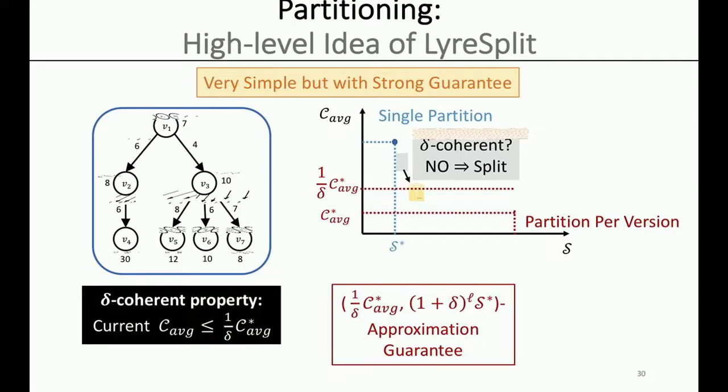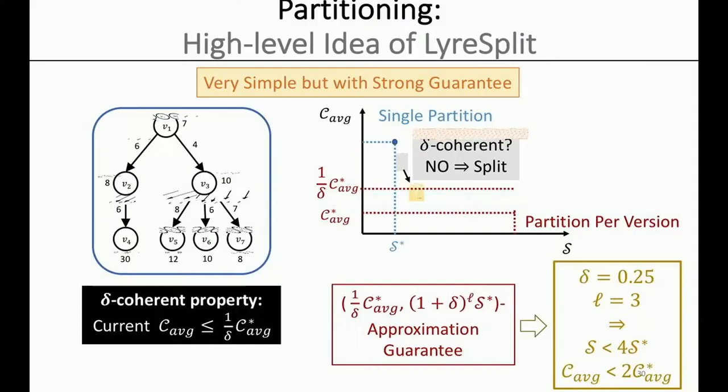We can prove that this has an approximation guarantee in terms of the smallest possible average checkout cost and the smallest possible storage cost. As an example, if delta is set as 0.25 and the max steps along the partitioning process is 3, then we can guarantee that the current storage cost is within 4 times the smallest possible storage cost.